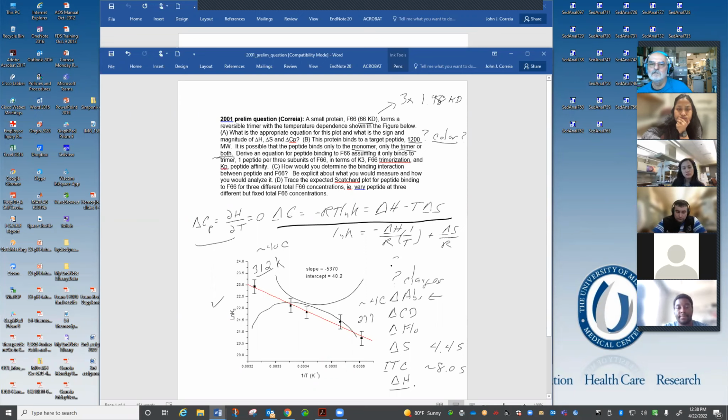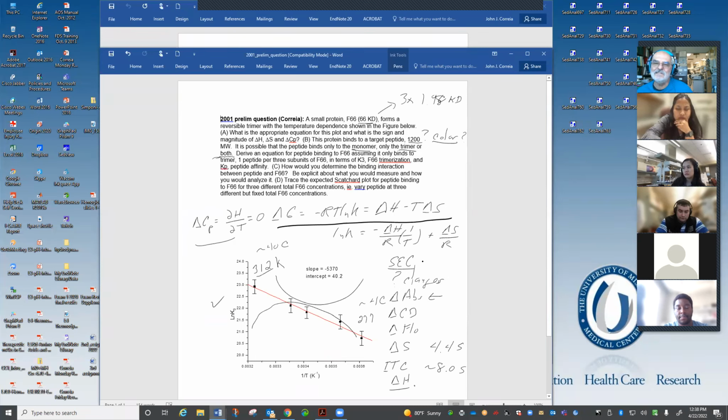There we go. Size exclusion chromatography. But if you ran this protein over a column in the presence and absence of the drug or the compound, would it migrate as a monomer or as a trimer? And could you tell that from the SEC?